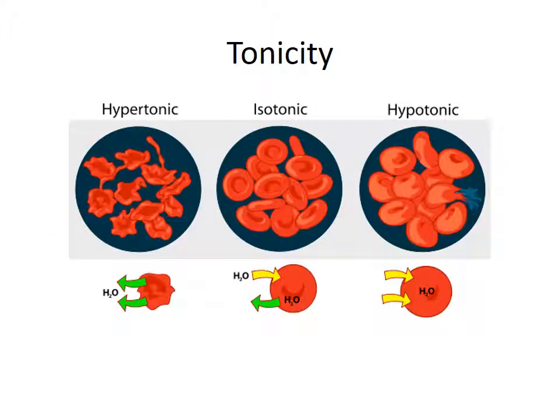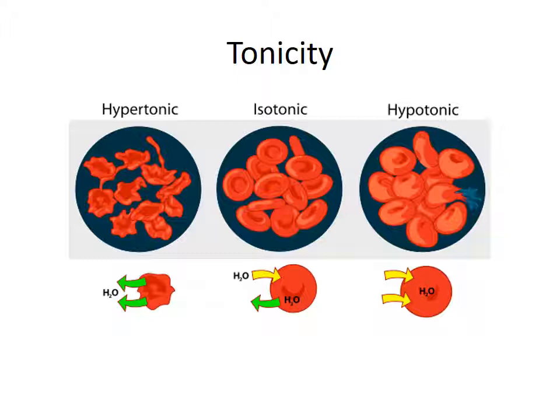So this is an example of that. In the center of the picture, you see red blood cells, and they're all perfectly shaped like little donuts, and they're in an isotonic solution. So water is leaving those red blood cells, but the same amount of water is entering.